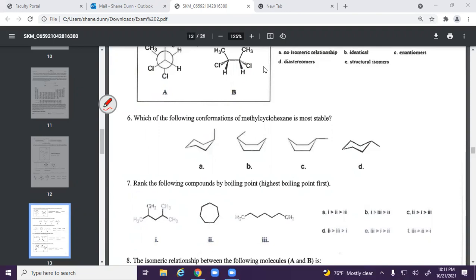Most stable. B and C are automatically out because they're boats. Boats are not stable. So A and D. Which one has the methyl on the equatorial? D. D is stable. Move it on. Okay.